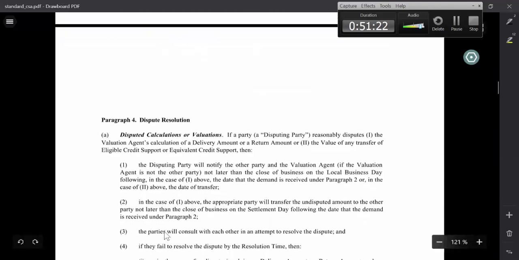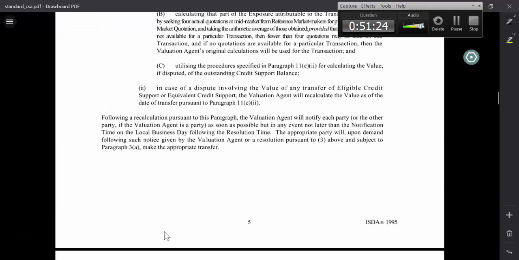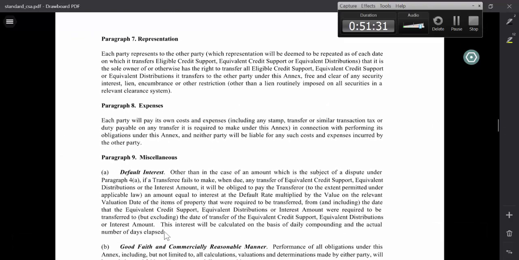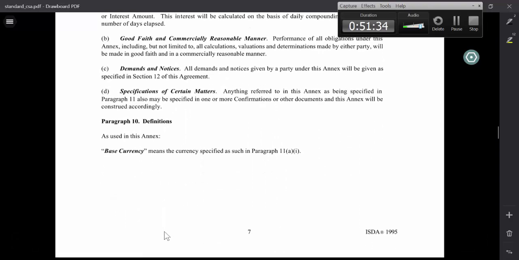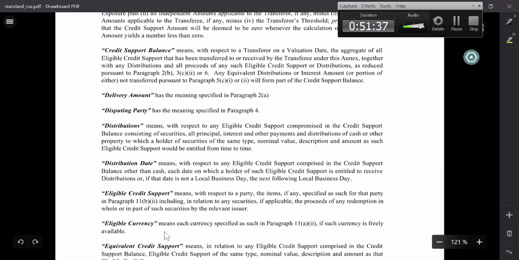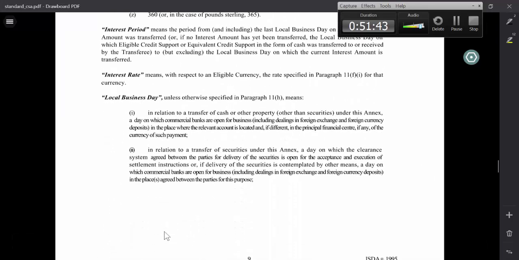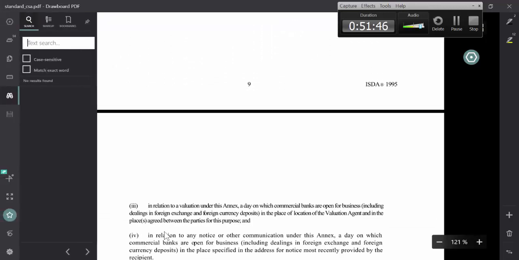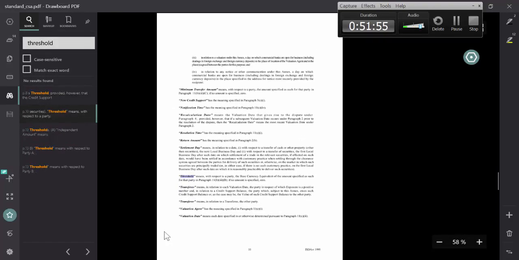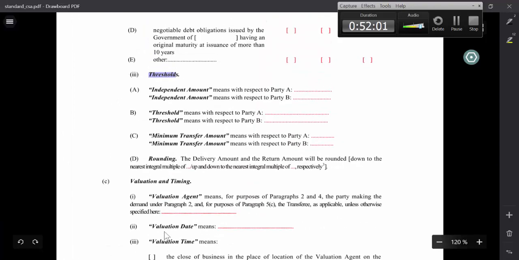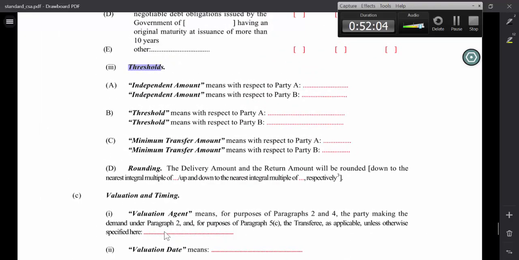And somewhere down there, if you look carefully, dispute resolution, they will talk about the threshold and the minimum transfer amount. I mean, for most of you guys, you let the lawyers worry about this, but you do need to know the key elements, and the 2 key elements are the threshold and the minimum transfer amount. This is the definition. Here you go. So here is when you would actually put in the threshold.